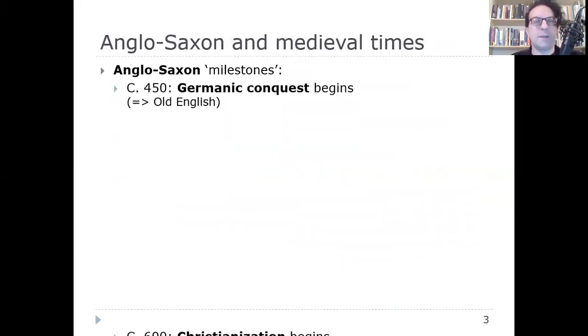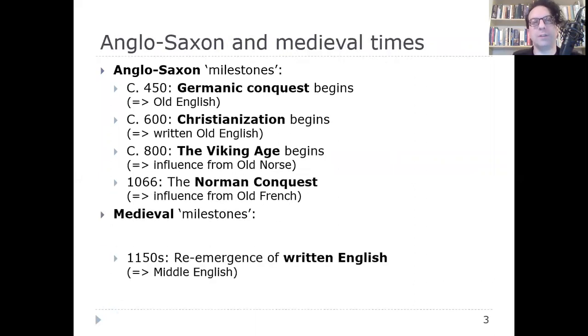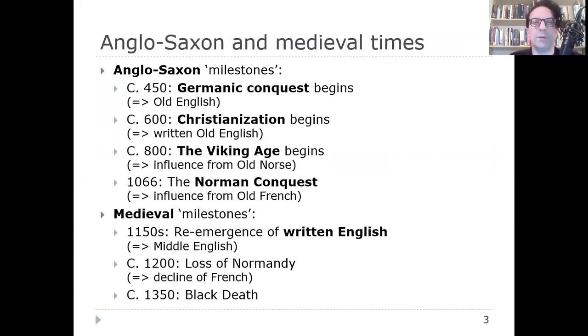As another little reminder, what have we gone through so far? Just to repeat some of the milestones through time. The Anglo-Saxon period itself, or the Old English period as we can call it, begins with the Germanic conquest of the British Isles in the middle of the 5th century AD. Then I mentioned the Christianization, which means that from this time on, the Anglo-Saxons start writing down their language, which gives us actual, verifiable Old English sources.